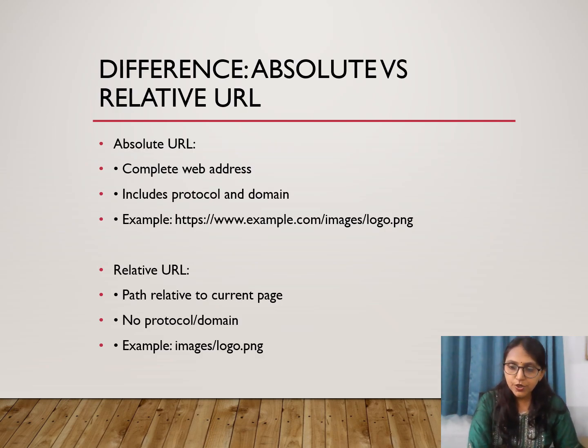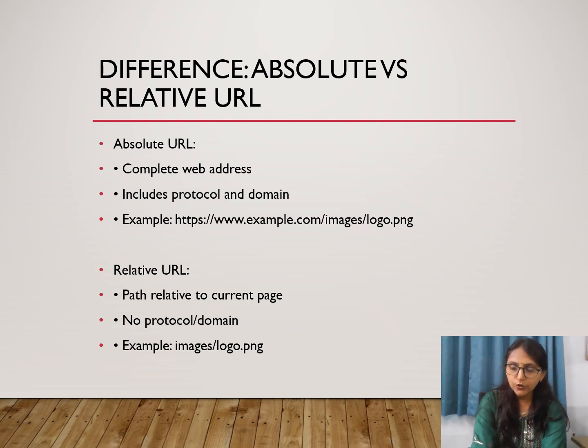Now this is the most important topic: what is the difference between absolute and relative URL. URL means uniform resource locator. The absolute URL gives the complete web address. It includes the protocol as well as the domain. For example, https://www.example.com. It gives the detailed address. In the relative URL, we only give the path relative to the current page. No protocol or domain is given. For example, only images/logo.png.